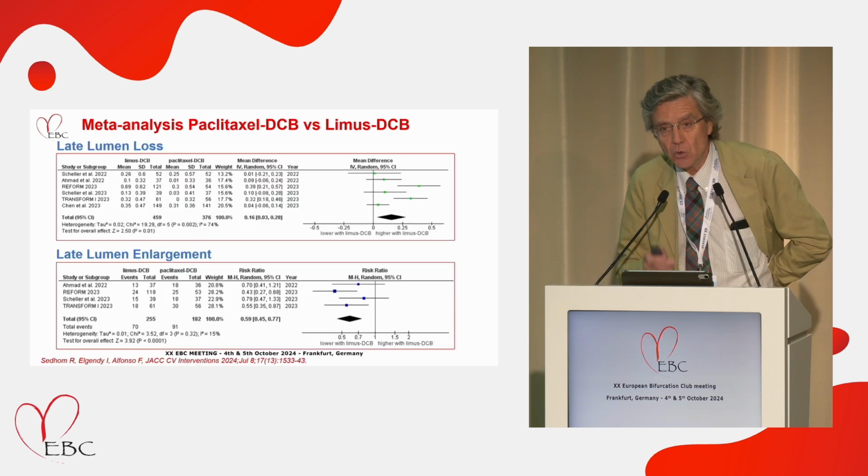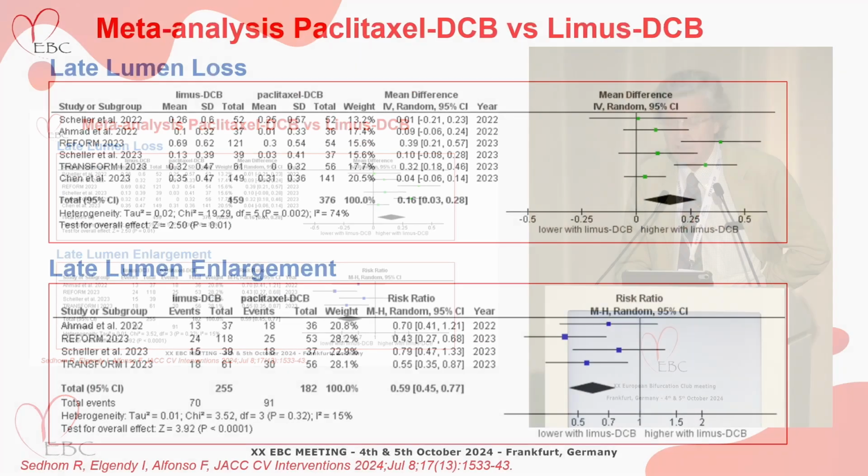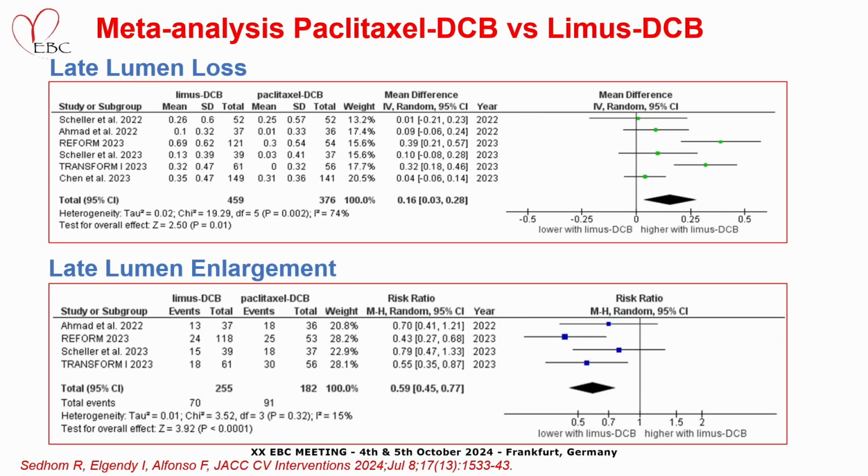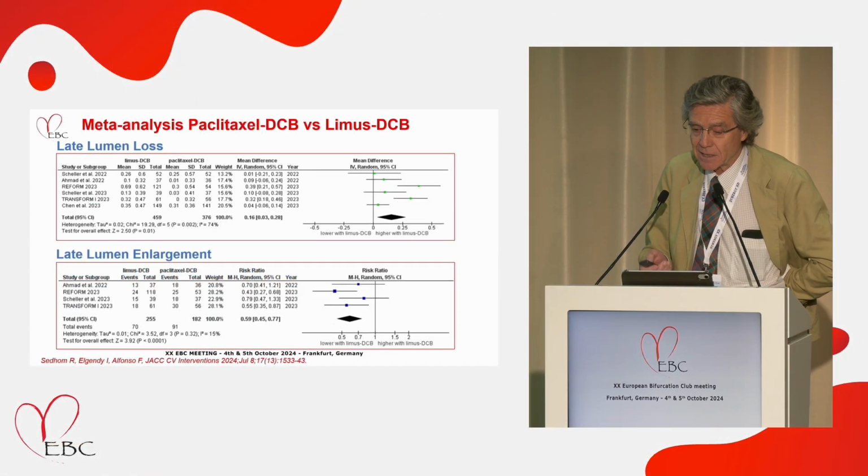And regarding the selection of the DCB, this is data that we published quite recently. Limited studies, but six randomized clinical trials comparing DCBs with paclitaxel as compared with limus DCBs, at least the current generation of limus DCBs. And it is very clear that late lumen loss and late lumen enlargement is much better when we use paclitaxel DCBs.